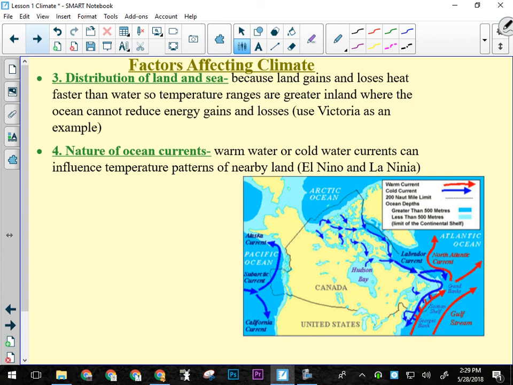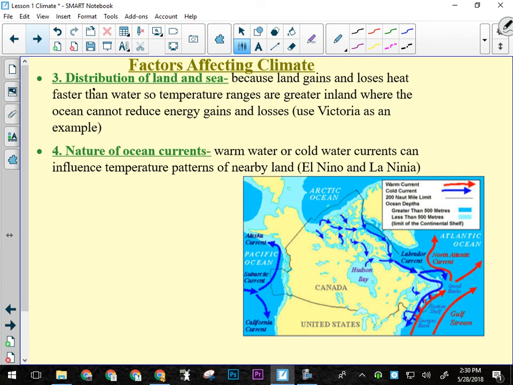So the distribution of land and sea, how close you are to the ocean, can affect your temperature. It can also affect your precipitation massively because you've got all this water that can evaporate and create rain and storms and things like that. Hurricanes, yeah, if you're at the right latitude.